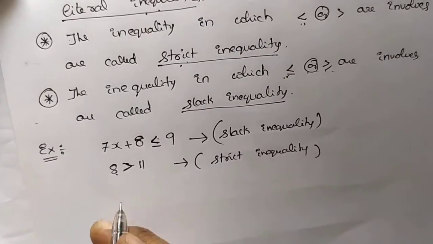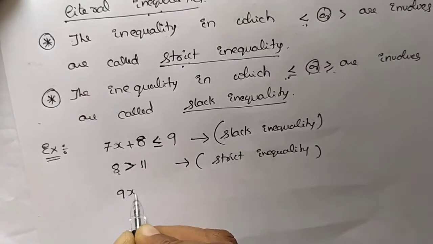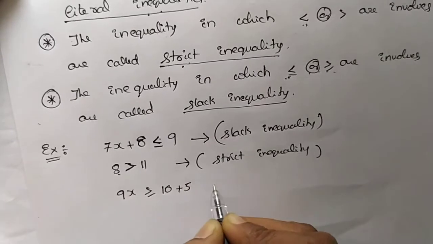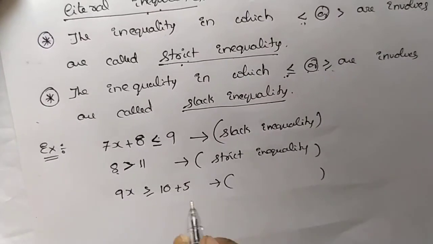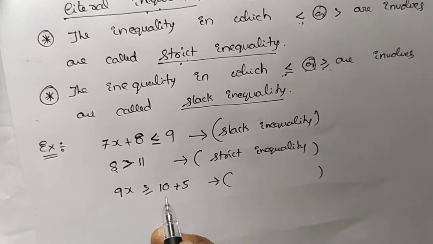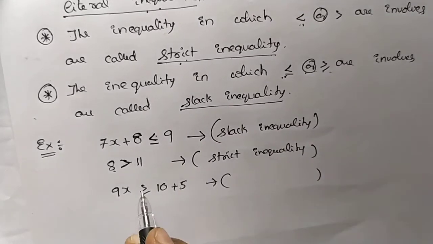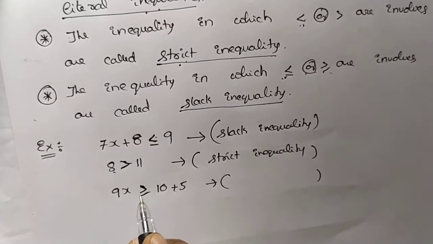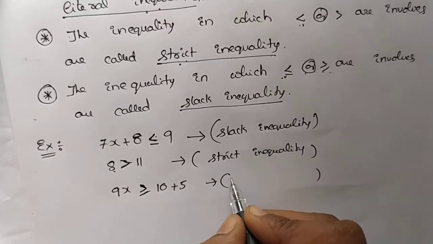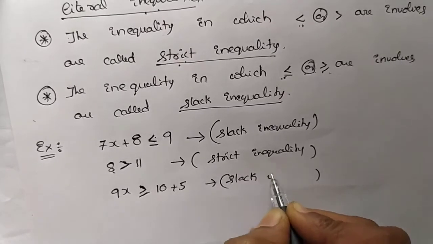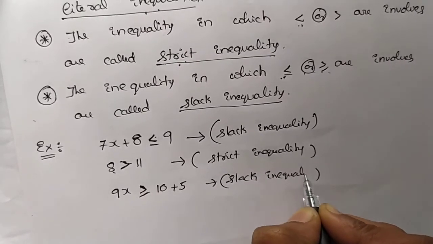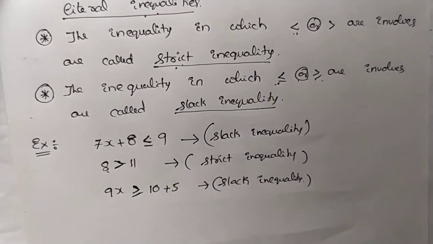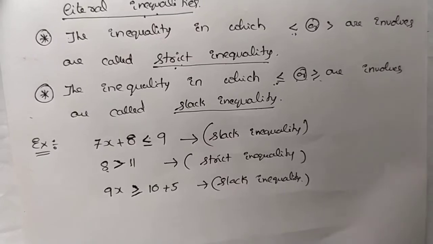Then what about 9x is greater than or equal to 10 plus 5? Is this a slack inequality or a strict inequality? This inequality involves the symbol greater than or equal. Therefore, it is a slack inequality. Hence, it is a numerical, literal, strict and slack inequality.